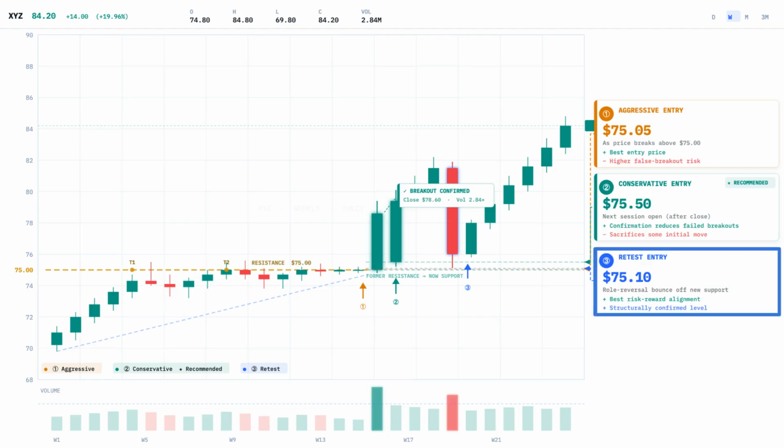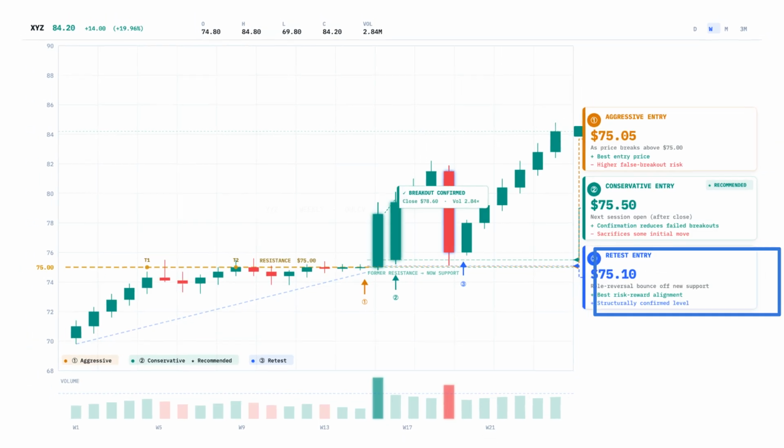Lastly, a more advanced method is the retest entry. After breaking out, price often revisits former resistance, now acting as support. This role reversal provides a structurally favorable entry with improved risk-reward alignment.